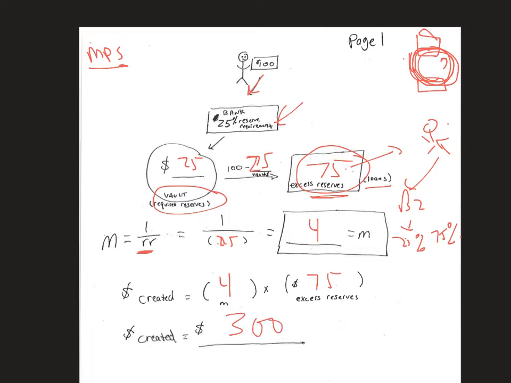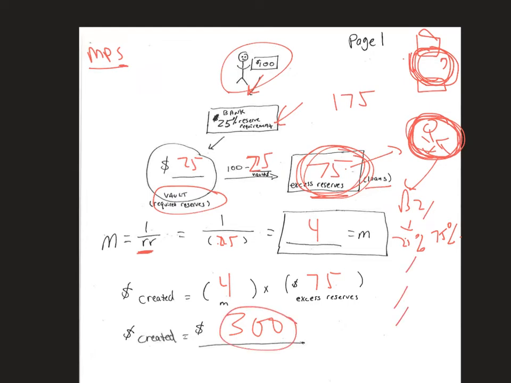Because when this person borrows the $75, now there's a new $75 that didn't exist before. This person still has 100, but this person now has 75. So in total, we've created in this first round of banking $75. So in total, if we kept going through bank 2, bank 3, bank 4, and so on, we'd end up with $300 created through the loan process.